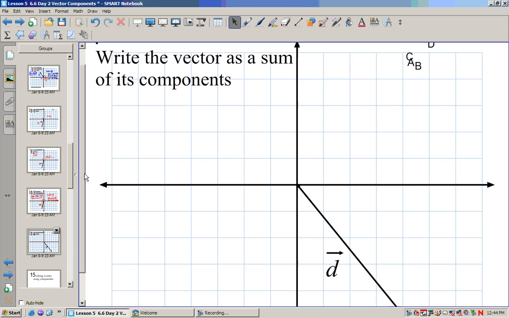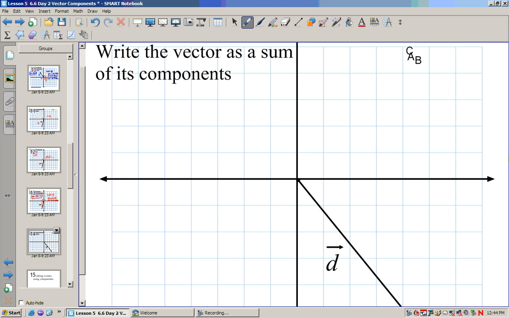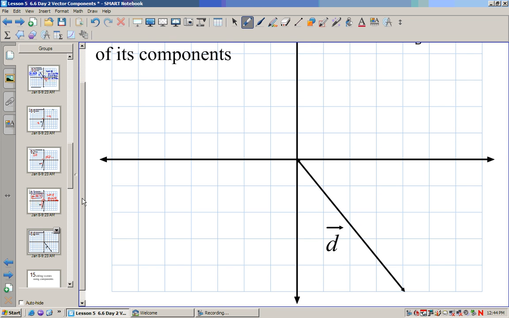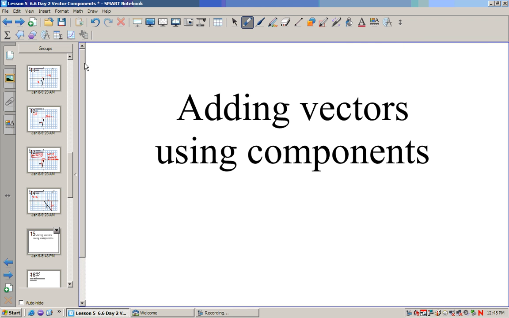Write this vector as a sum of its components. So we're moving to the right 4 and down 5. 1, 2, 3, 4, 5. So it's going to be 4i minus 5j. Alright, hopefully we're getting used to that.